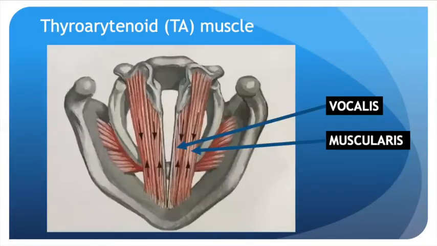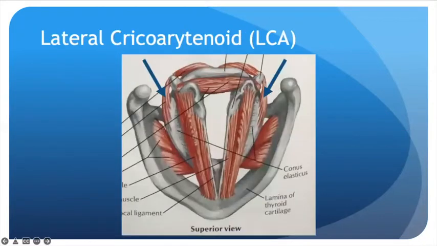So here's the thyroarytenoid muscle, and there's two bellies. There's a muscularis portion lateral and a vocalis portion medially. So the vocalis muscle, when it contracts, is largely responsible for frequency modulation, shortening the vocal fold here and increasing tension within the body of the vocal fold. The muscularis portion, when this contracts, actually has a slight adductory function.